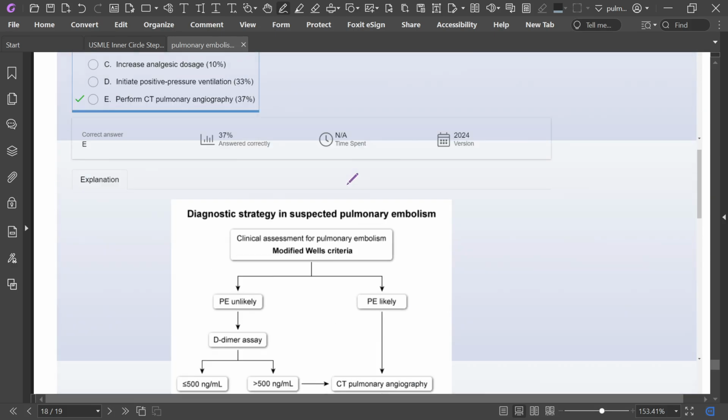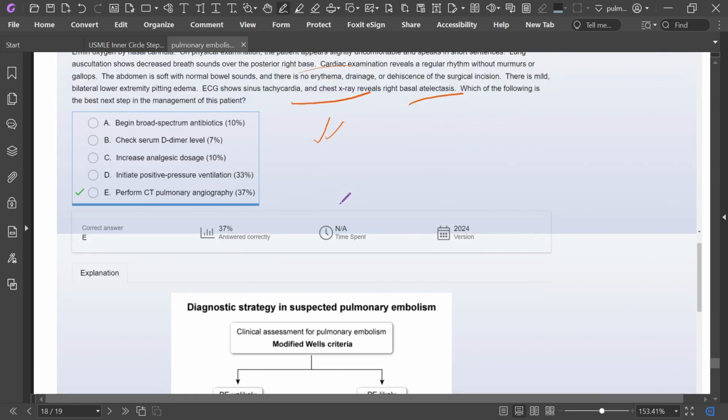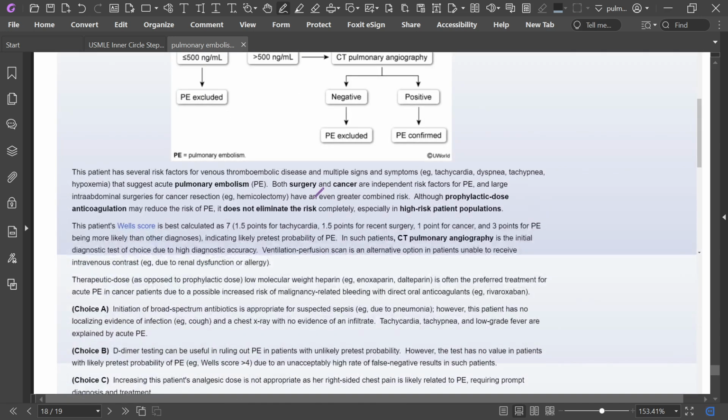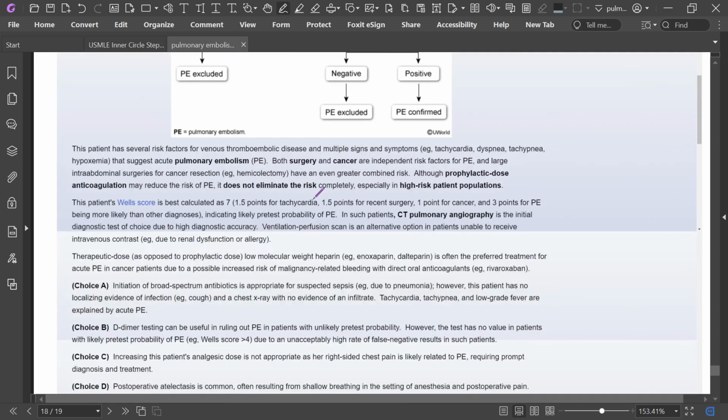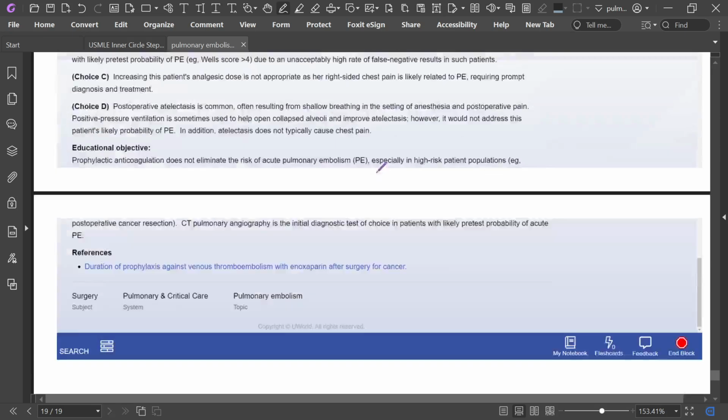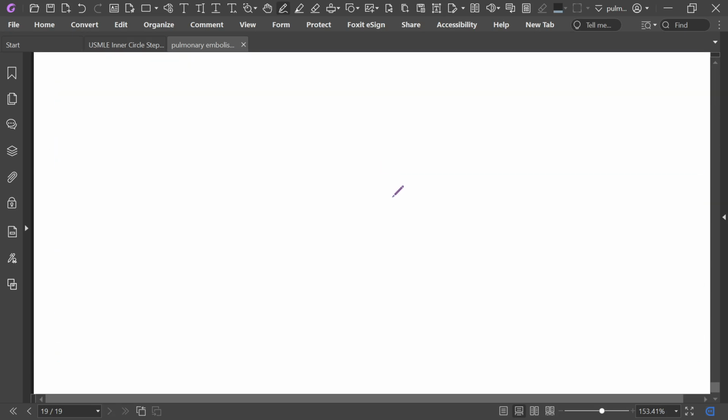Perform CT pulmonary angiogram. Looks like it is PE. PE likely: 1.5 for tachycardia, 1.5 for recent surgery, and 1 point for cancer, and 3 points for pulmonary embolism. 3 points for pulmonary embolism. So the modified Wells criteria is a very important criteria for diagnosis.